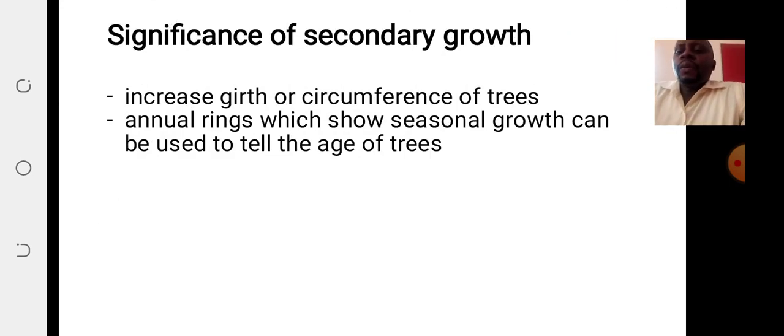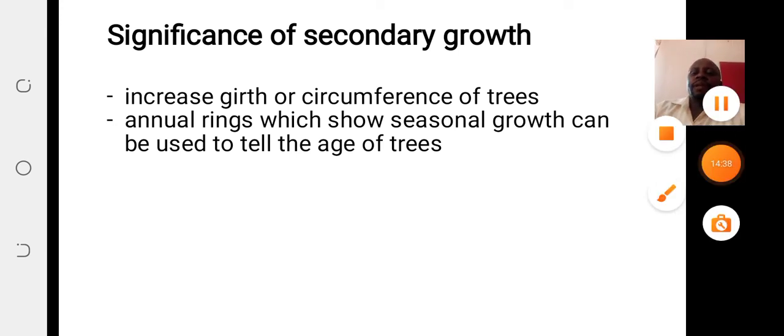Now, lastly, what is the significance of secondary growth? Number one, it leads to increase in circumference or diameter of trees. And number two, annual rings, which show seasonal growth, can be used to tell the age of trees.